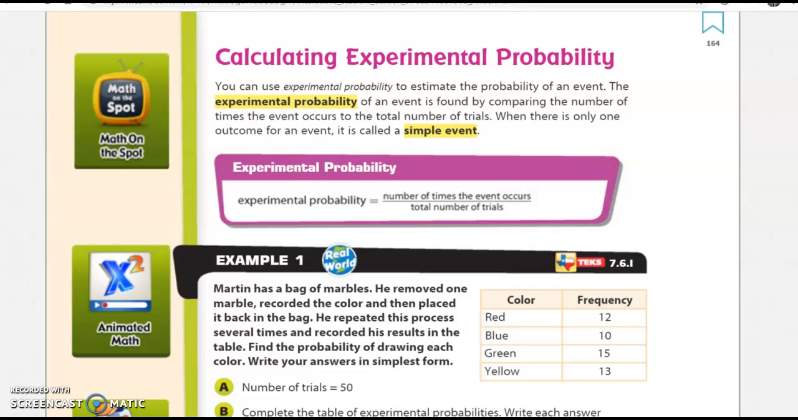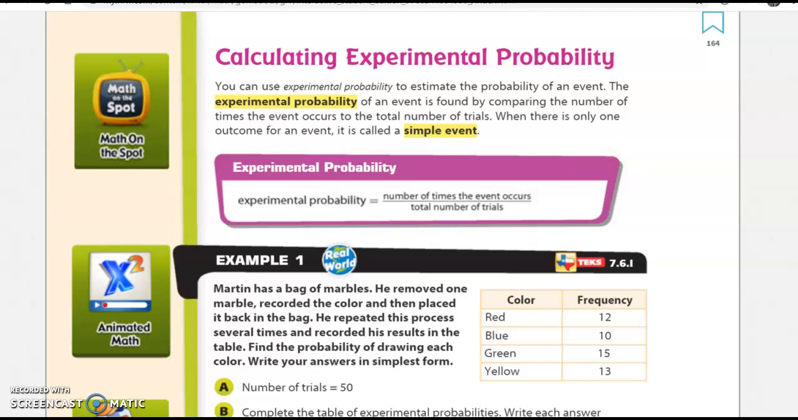I am Mr. Moore, and I'm here again with you talking about calculating experimental probability. As we see, this is 7.6i. 7.6i is multifaceted in that it has a lot of information there, and there are nuances, meaning little parts that are very important that I'm going to go over individually with you guys. So this particular part is calculating experimental probability.